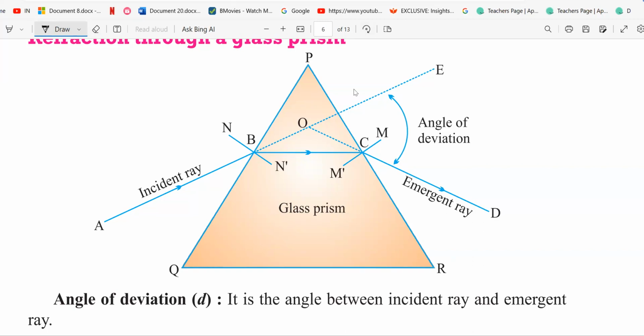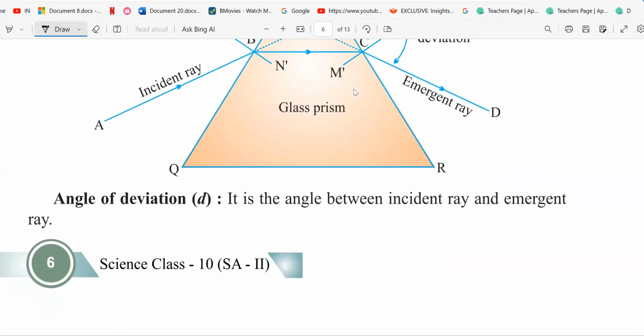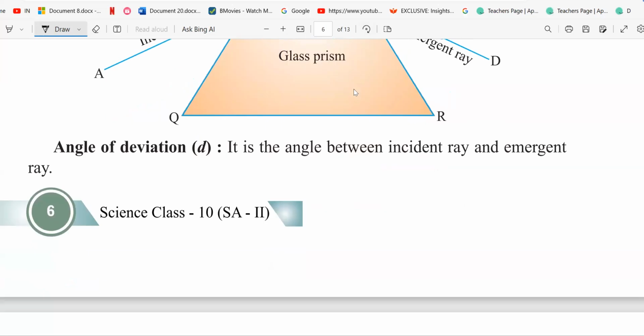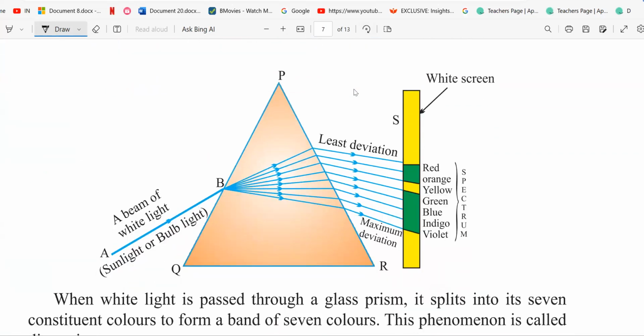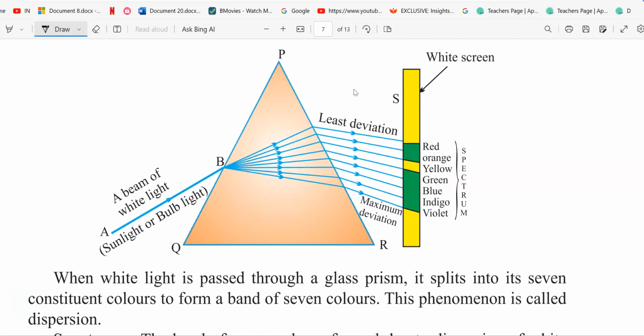Okay. Now, what is the angle of deviation? You know that it is the angle between the incident ray and the emergent ray. One mark questions may be asked from this. Now, when we have sunlight that has 7 colors, you know very well that different colors of light have different wavelengths. Okay, got it? Different colors of light have different wavelengths.